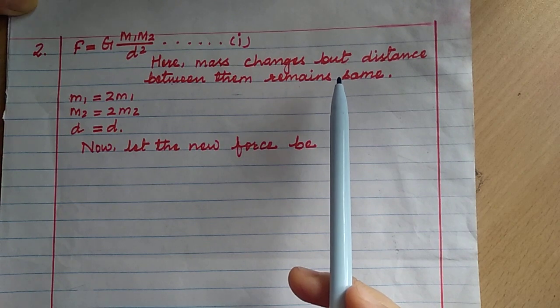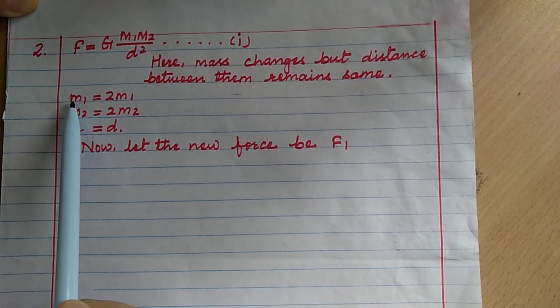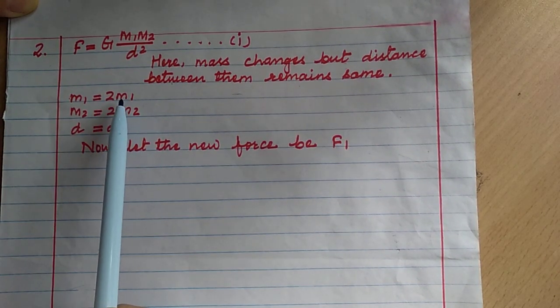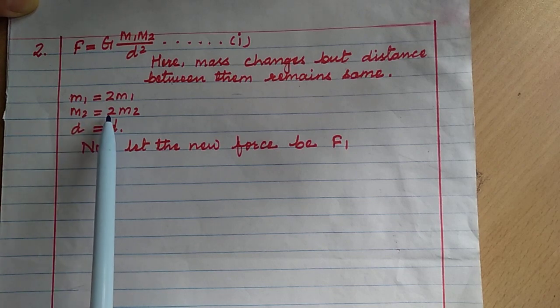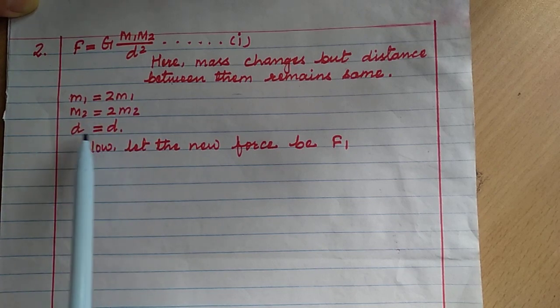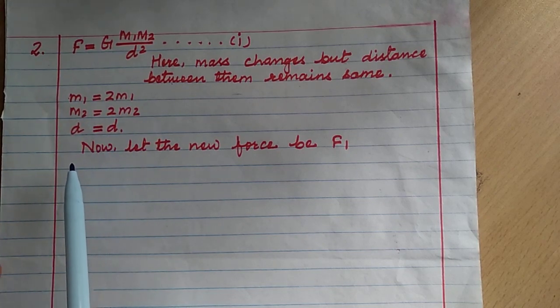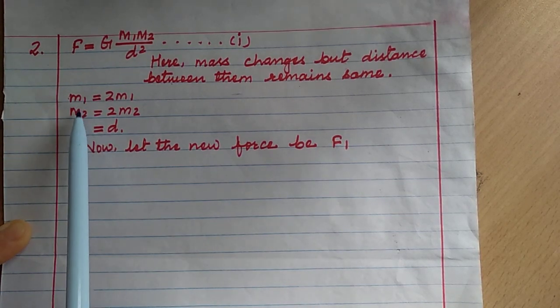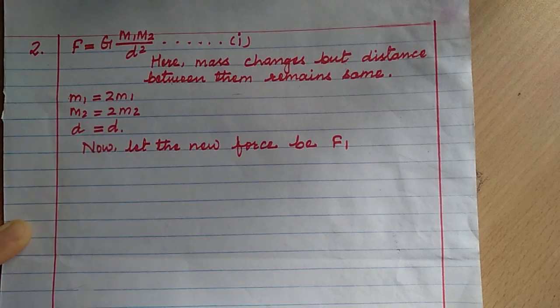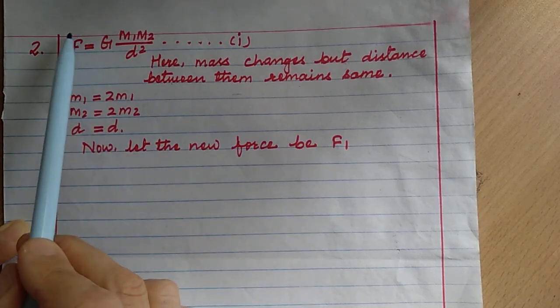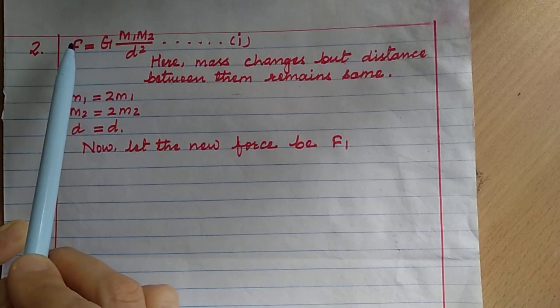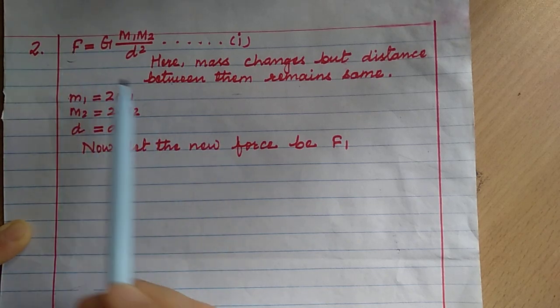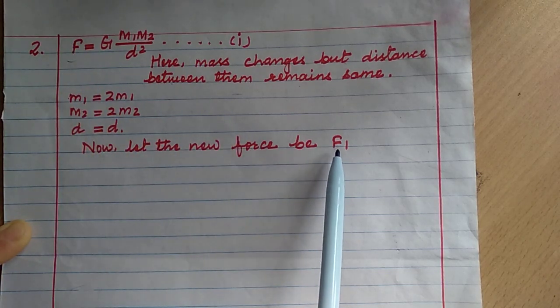Yes, so now we are going to see this one. m1 has become 2m1, double, m2 has become 2m2, double, and distance is remaining the same. Now let the new force be F1. When the mass of both the bodies changes in this way, then there will be a new gravitational force. This gravitational force will have a new value. Okay, now let that new gravitational force be F1.